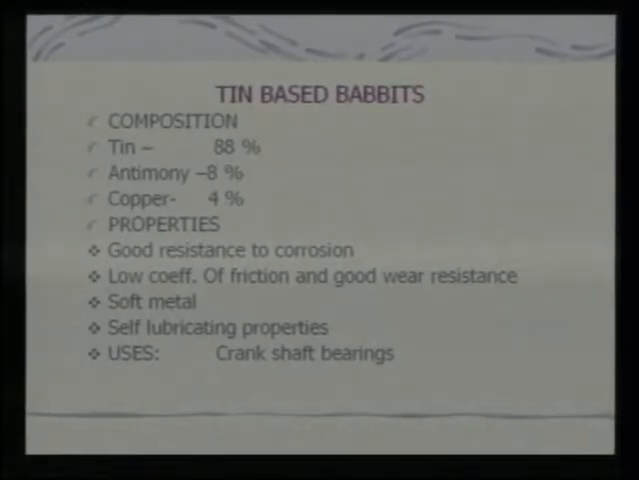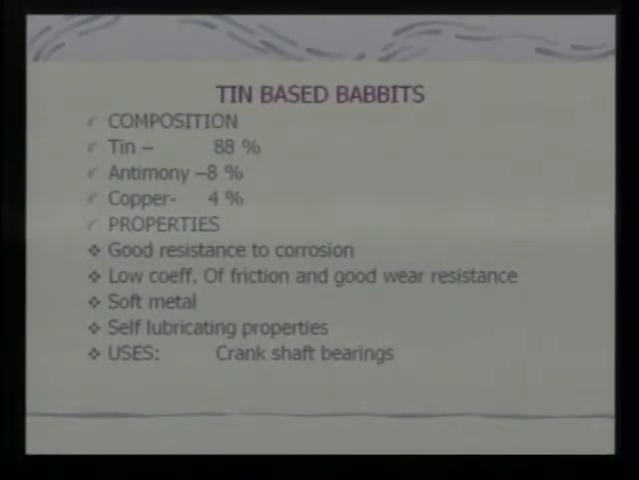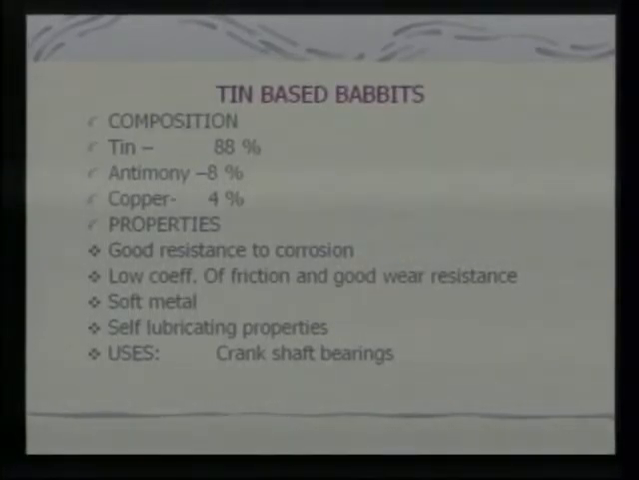Tin based babbitts, their composition is like this: tin is up to 88%, antimony 8%, copper 4%. The properties are like this: good resistance to corrosion, low coefficient of friction, and good wear resistance. Wear resistance means it is not going to form any abrasions when it is subjected to load or abrasion. Soft metal, self lubricating properties, that is, even if you do not apply any lubricant, it is having inherently lubricating properties. Therefore, it is used for crankshaft bearings.